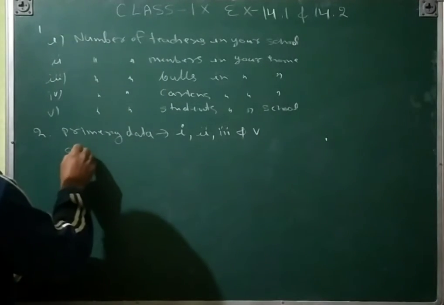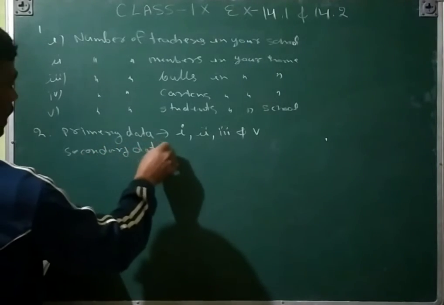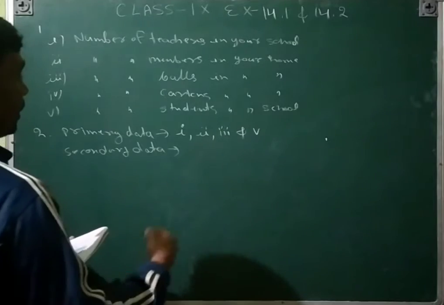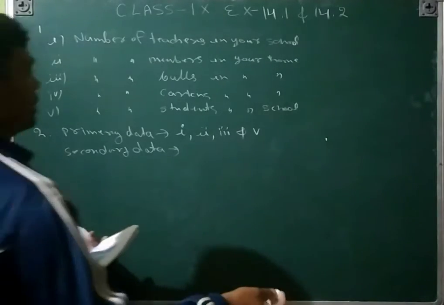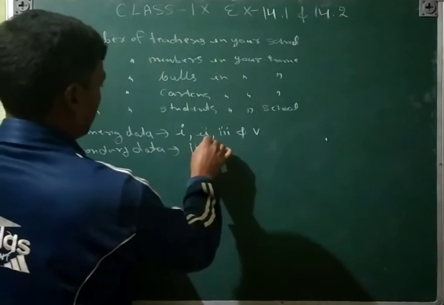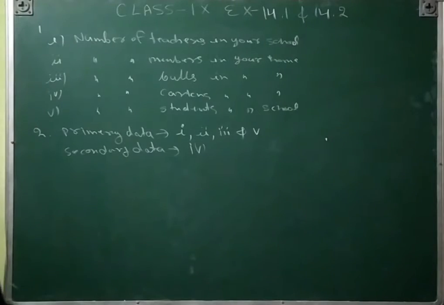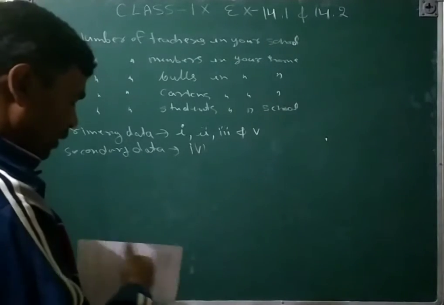And secondary data means something we can manage without, that is the curtain. That is the exercise 14.1. And then 14.2.